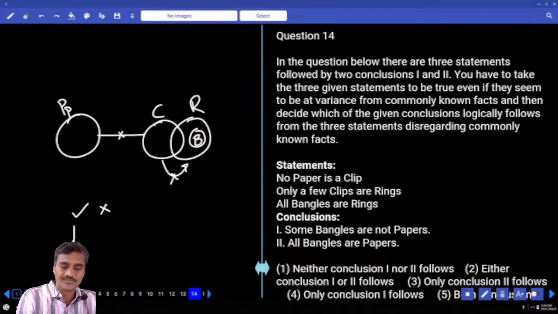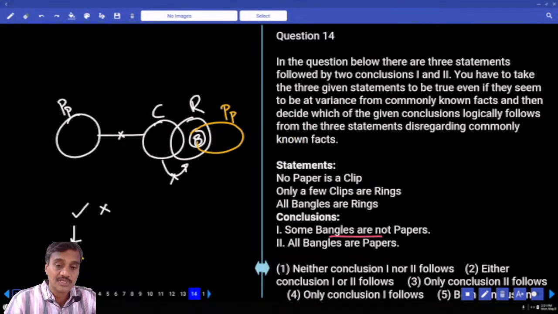Now the first one is a negative conclusion. To make this one, all bangles are papers, I need to write all bangles are papers. Now, tell me whether I am able to write papers like this or not. As the alternate diagram to the previous conclusion, which was false, in this diagram, all bangles are papers has now become true.